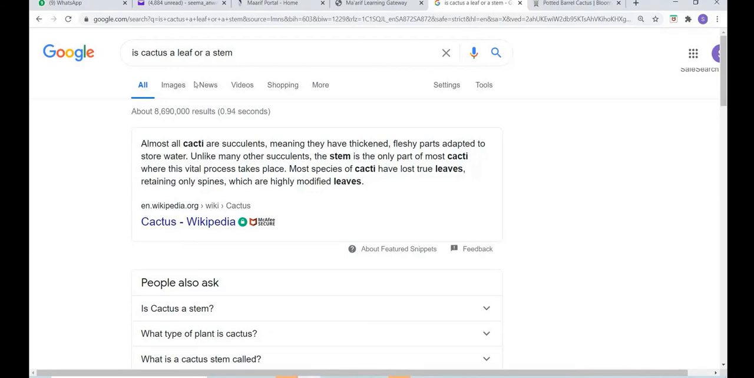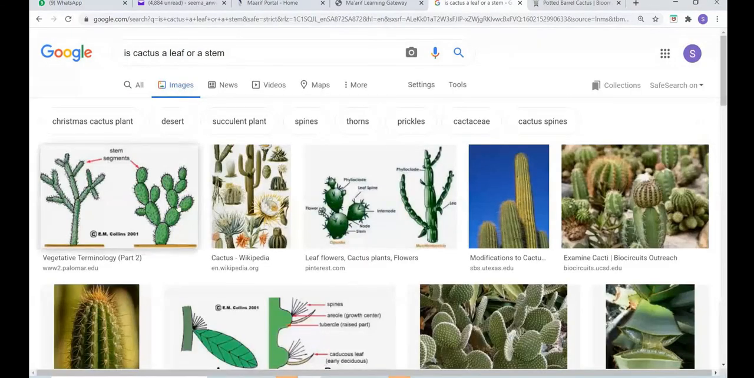So most species of cacti have lost true leaves, retaining only spines which are highly modified leaves. So in the cactus plant, if you see the thorns, they are highly modified leaves, whereas the thing which you see, this is the stem. So this particular thing is the stem itself, and these are the thorns. And this particular fleshy part is the stem.